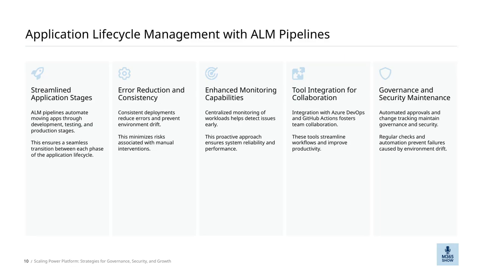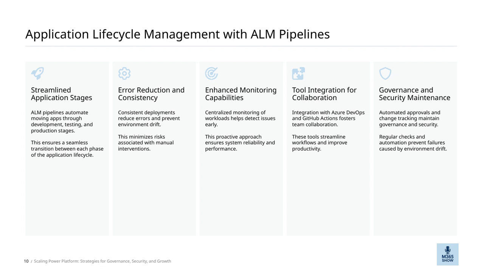Now, let's talk about how automated approvals and change tracking play a crucial role in maintaining governance and security throughout the application lifecycle. By automating approvals, we ensure that only authorized changes move forward, and change tracking helps us keep a clear record of all modifications. This not only enhances security, but also improves compliance.